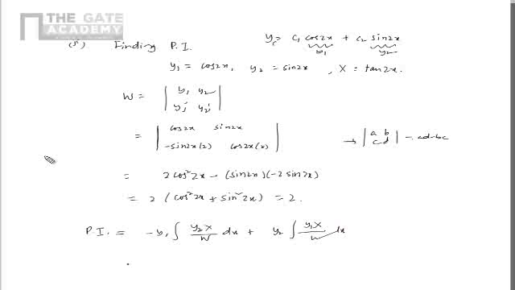Okay, w dx. So now you have to just substitute this. y1 is basically cos 2x, y2 we got is sin 2x, and capital X is basically your tan 2x, and w we got to be 2. So this is the first integral. Now same thing with sin 2x, substituting each of the terms, y1, y2, w.